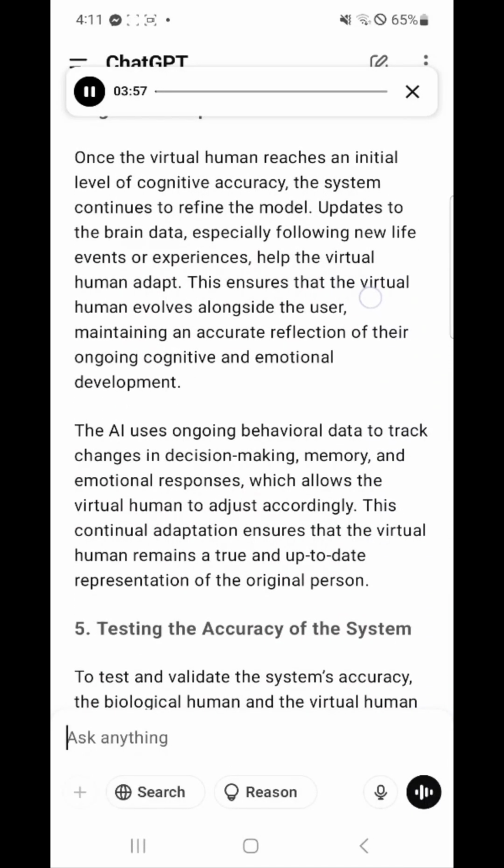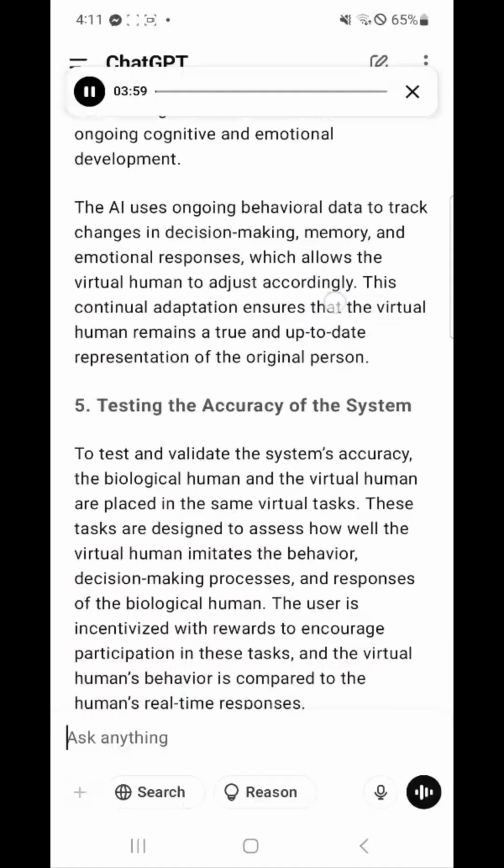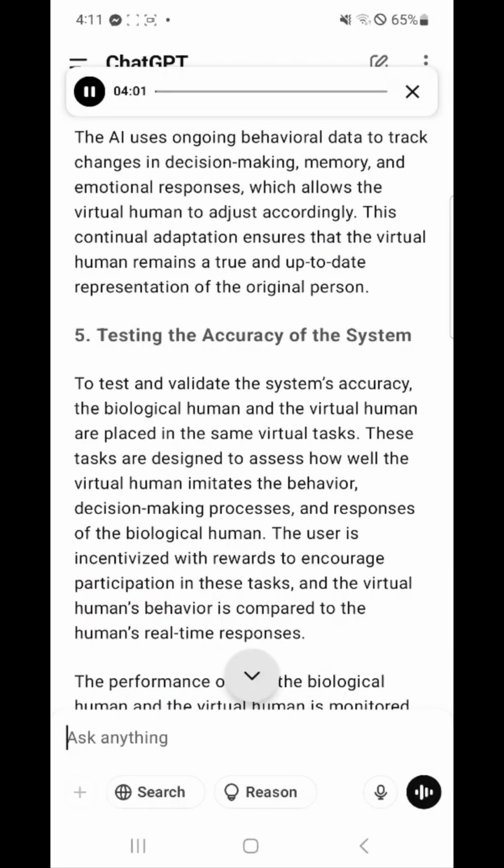development. The AI uses ongoing behavioral data to track changes in decision-making, memory, and emotional responses, which allows the virtual human to adjust accordingly. This continual adaptation ensures that the virtual human remains a true and up-to-date representation of the original person. 5. Testing the accuracy of the system.